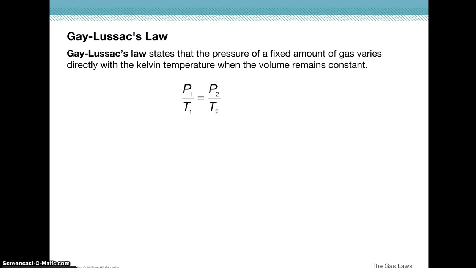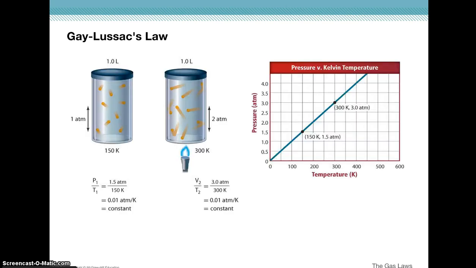Okay, next gas law is called Gay-Lussac's law, and it states that the pressure of a fixed amount of gas varies directly with the Kelvin temperature when the volume remains constant. So kind of like we saw with Charles' law, as we're heating up the gas particles, they're going to be moving faster and colliding more often. So if the volume of the container doesn't change, if the volume stays constant, then the increase in temperature will increase the pressure. Because we are colliding the particles more often.